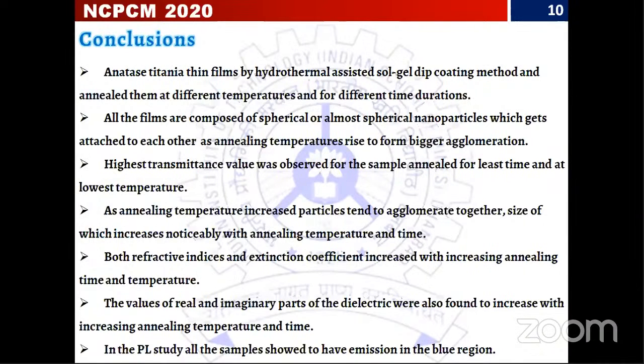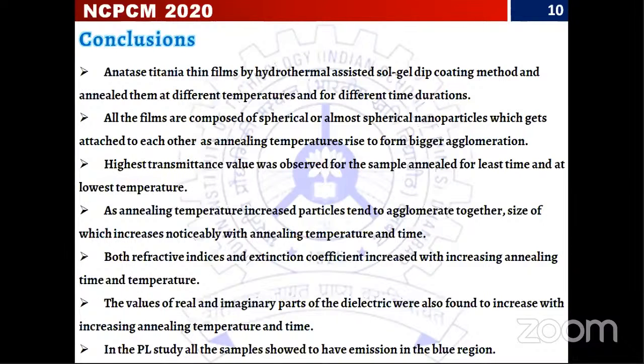With this, I'm concluding my presentation, saying that all the films prepared by the hydrothermal assisted sol-gel dip coating method were in the anatase phase. All the films are composed of spherical or almost spherical nanoparticles which are attached to each other. As annealing temperature was raised, the particles formed bigger agglomerations, and the highest transmission value was observed for the samples annealed at the least time and lowest temperature.